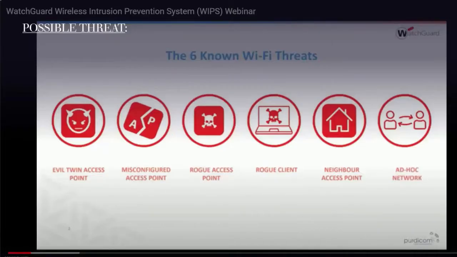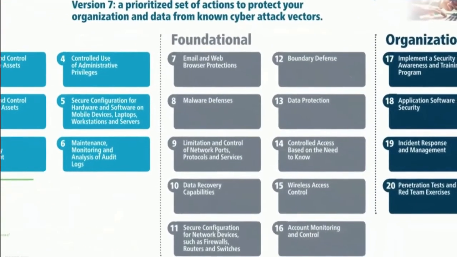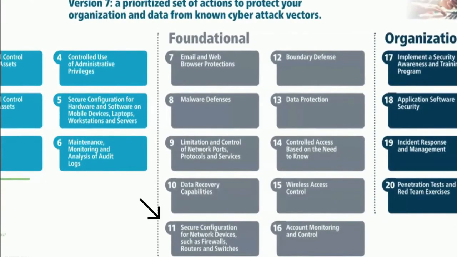For secure Wi-Fi, the possible threats that we want to counter are the evil twin access point, misconfigured access point, rogue access point, rogue client, neighbor access point, and ad hoc network. And if we can see here, for the CIS controls, the Wi-Fi falls on the foundational, which is number 11 and 15.